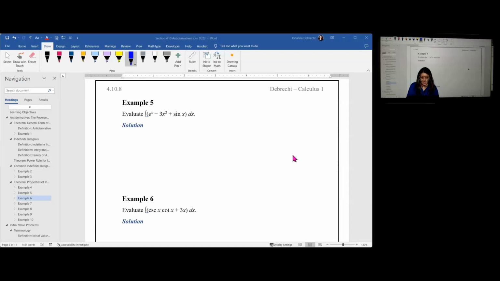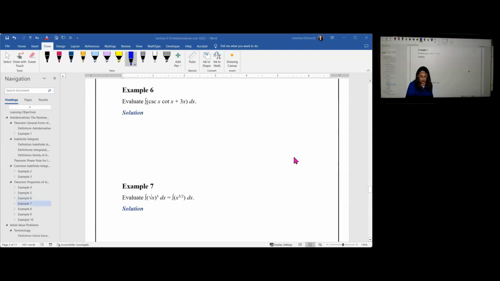In the last example on this page, we have the square root of x to the 3rd power. When you have radicals, remember to rewrite them as rational exponents. This is the indefinite integral of x to the 3/2 power with respect to x. This means that we can apply the power rule here on the rational exponent. Go ahead and pause the video, then work out these 3 examples and turn the video back on so we can check our results.